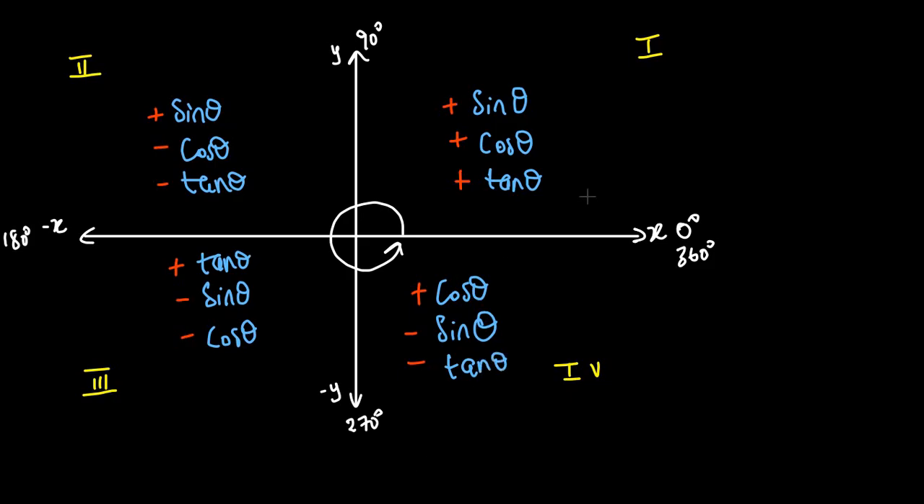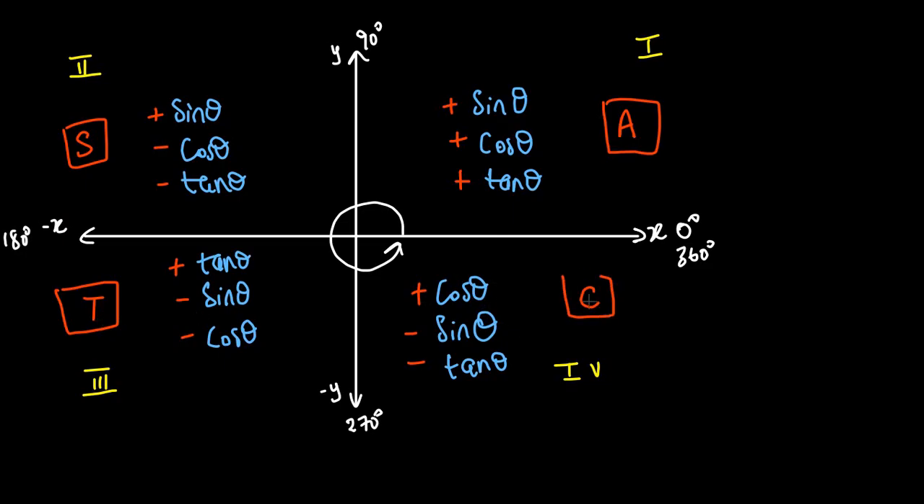Okay? So, to then summarize whatever we are seeing here, since all of them are positive in here, we use the letter A to represent that all of them are positive in here. And then in here we use the letter S to represent that it's only sine theta which is positive in this quadrant. While here we use the letter T to represent that it's only tan theta which is positive, while in here it's only cos theta which is positive. And that's why we'll have your CAST diagram.